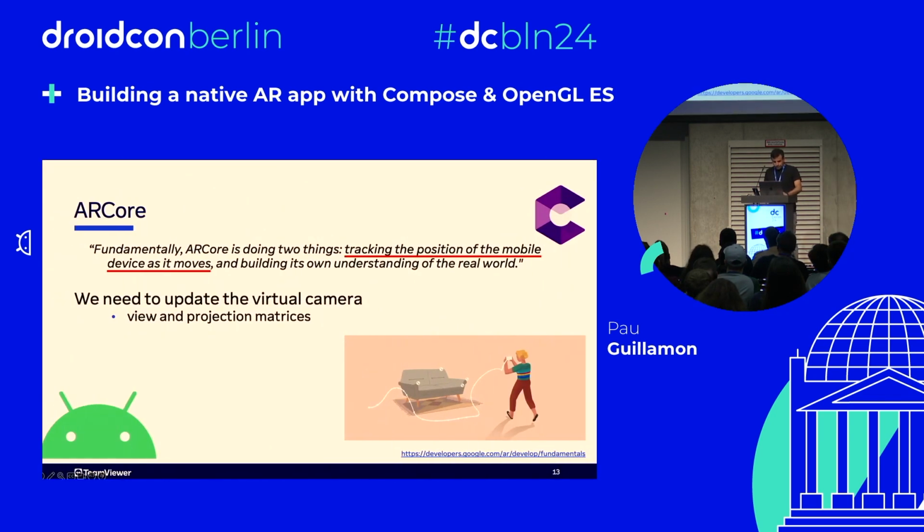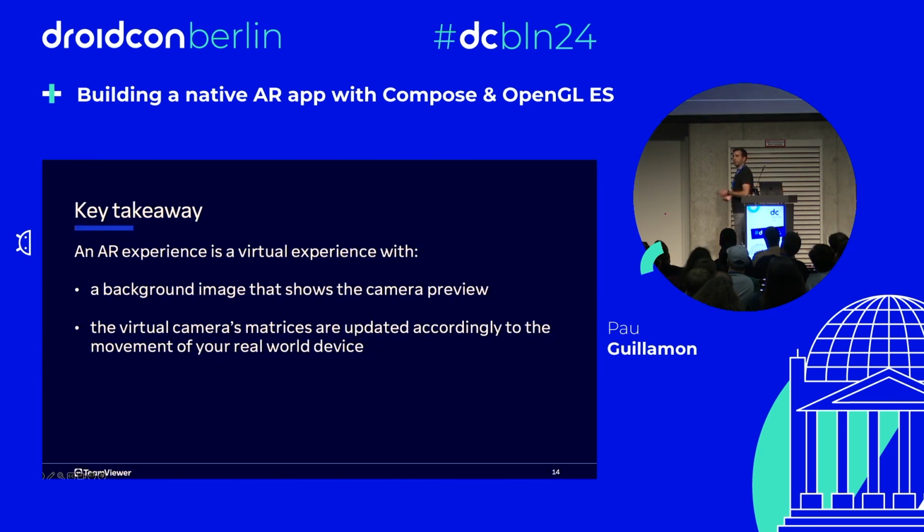So if there's one thing that you're going to remember from this talk today, I want it to be this one. Augmented reality is a lot of things. There's a lot of things under the hood, but in terms of rendering, it's nothing more than a virtual experience with a background image and a virtual scene in front of it. And that the virtual camera view matrix and projection matrix are updated according to the real-world device.